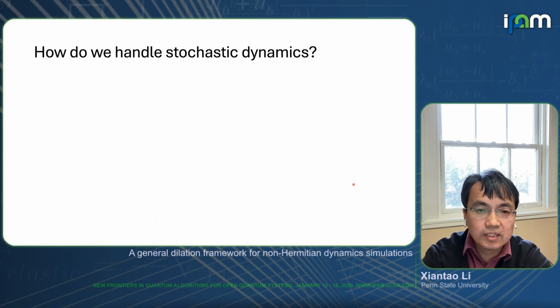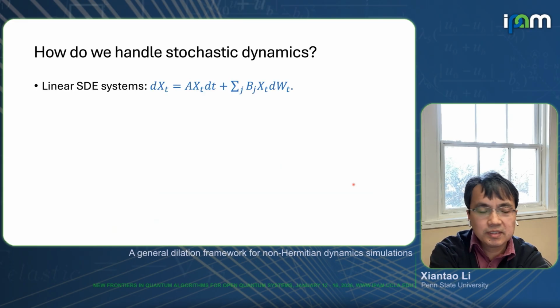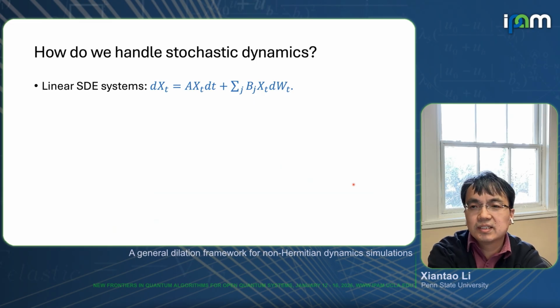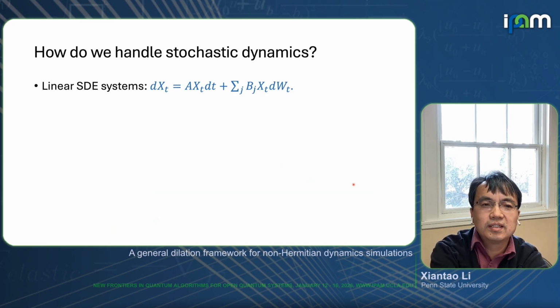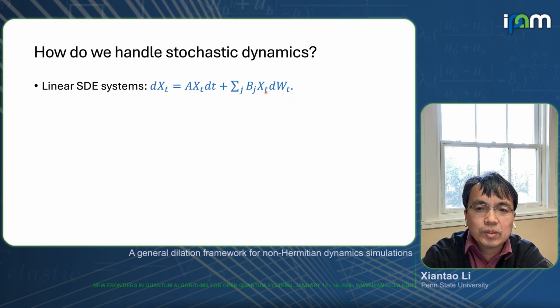Now, after we finished this paper, we started to think about extensions of this. And one natural extension is linear SDE systems. So what we considered is a system of linear SDEs. This is written in the Ito form, and the noise is multiplicative, but if you have additive noise, you can introduce auxiliary variables and convert it into multiplicative noise.